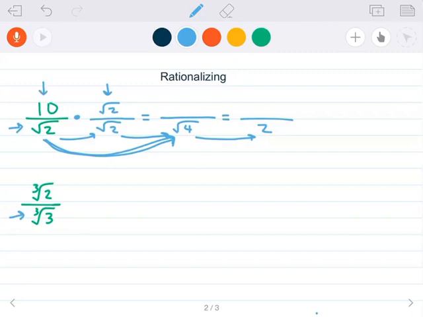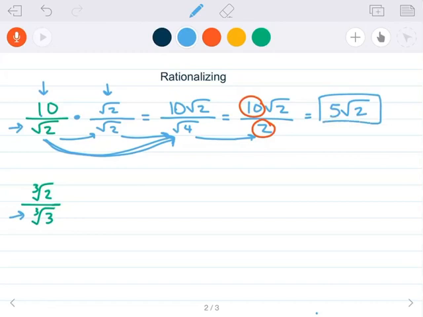So now 10 times the square root of 2 would be 10 square roots of 2. And then finally, hopefully I would pick up on the fact that the 10 and 2 could be divided. So that would just leave us with 5 square roots of 2.